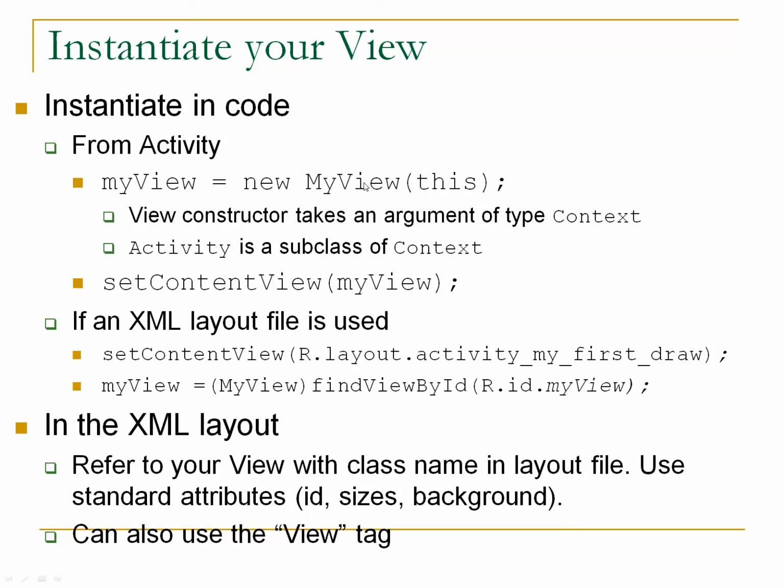Now, if you recall we looked at those view constructors, we need to pass in an object of type context. An activity is a context, so we can just simply pass in this. It takes an argument of type context. Activity is a subclass of context. So we'll go ahead and do that. We'll create our view object, and then look how easy this is. Set content view, my view.